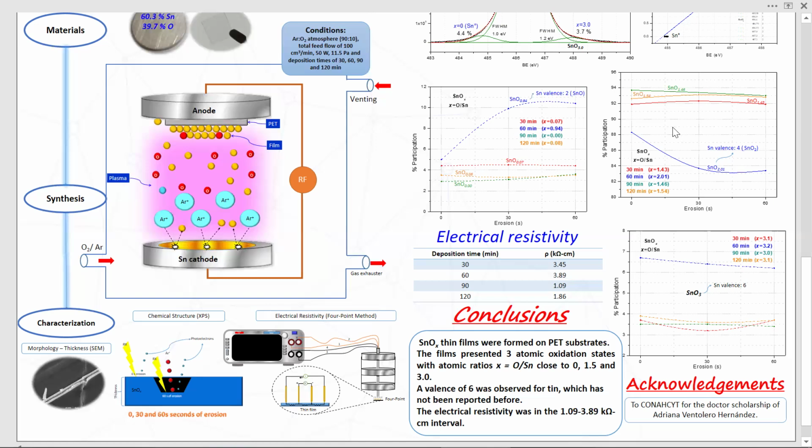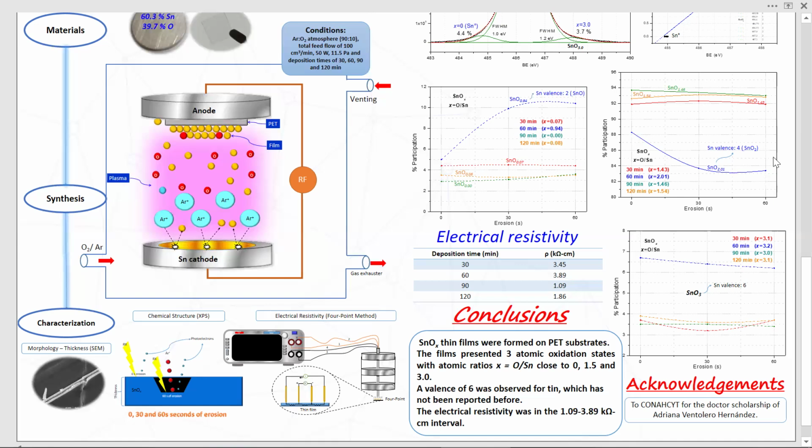At 30, 90, and 120 minutes, the state practically does not change and is close to SnO1.5, with a participation of more than 90%. The percentage of participation tends to be constant at the different erosion times. At 60 minutes, the state SnO2 is present, and the tin valence is 4. The participation decreases with increasing erosion from 88 to 83%.